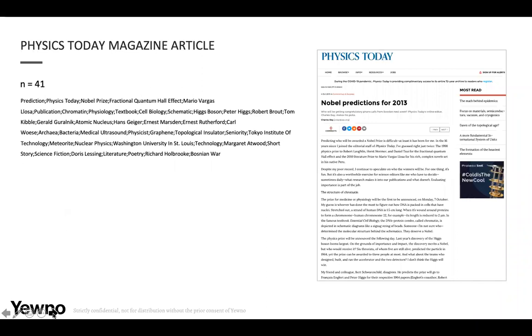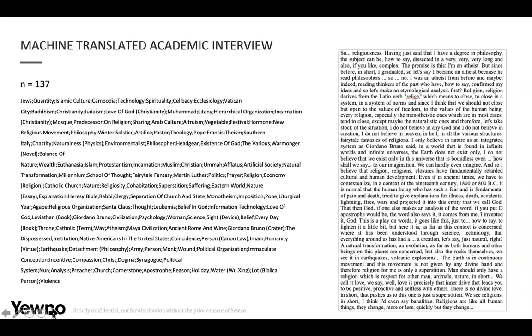This is very interesting. This was a machine translated academic interview. There's just a section on the right-hand side. It was actually in a different language, then translated using Google Translate into English. It was much, much longer, and it was about a specific piece of research looking at people's attitudes to religion.